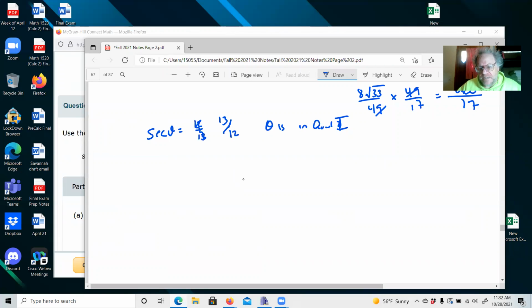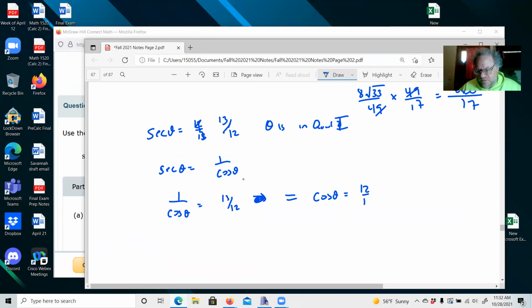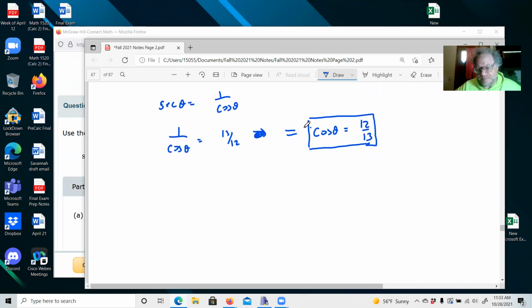Secant is related to cosine. So we know that secant is equal to 1 over cosine. Okay, so we have 1 over cosine is equal to 13/12. We're going to take reciprocals of both sides. So cosine theta is equal to 12/13. Or you could cross multiply. You're going to get the same thing. I took reciprocals of both sides, but you could also cross multiply. That's fine. Whatever you feel safer with, that's what I want you to use.